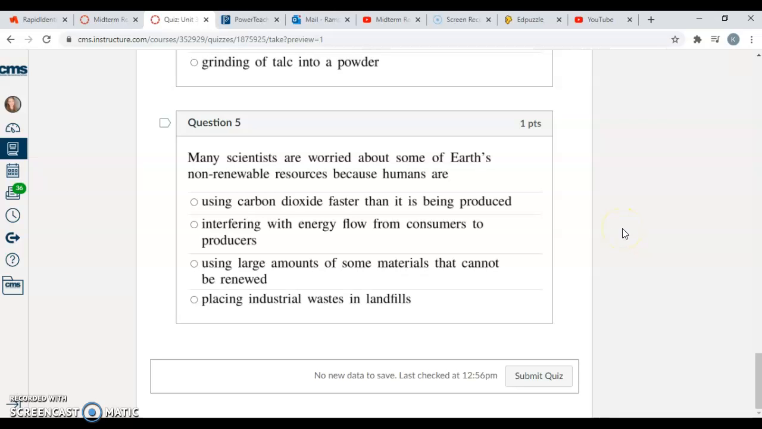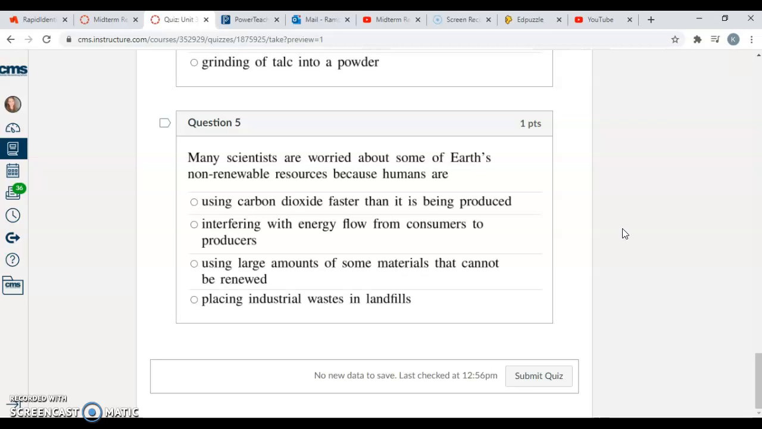And then finally, question 5 says, many scientists are worried about some of Earth's non-renewable resources because humans are blank. This is actually one that we're going to skip over because this was from a different lesson that we didn't go over in this semester. So you will not see this question on your particular midterm just because we didn't do that. We're going to hit it later at the end of the semester.